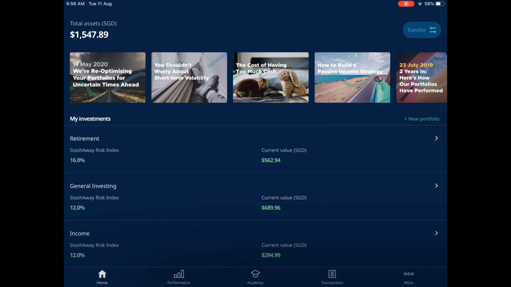So today I'm going to talk about the review of using StashAway. StashAway is a robo-investing platform whereby, to make it simple, when you put in a sum of money, the robot will help you to invest according to the situations or the environments around the world. Like if the stock market is not doing well, they will transfer the money to other kinds of investment tools like bonds, gold, and so on. So this is what robo investment is about.